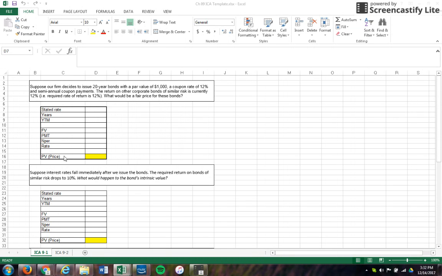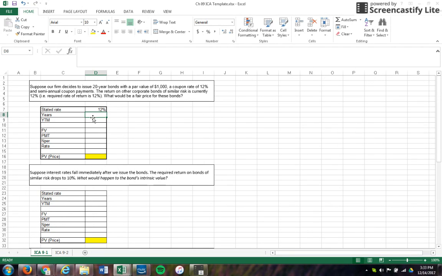So in order to calculate what the price of a bond would be, we need some information. First thing we need is the stated rate. This is the stated rate on the contract. It's also called the coupon rate or the contract rate. All three of those terms are synonymous to mean the same thing. So for this, we have a coupon rate of 12%. So we have a stated rate of 12%. That's what we see. So we plug that in there.